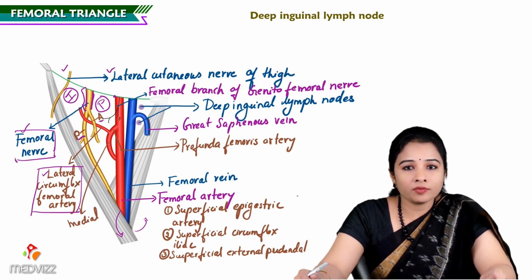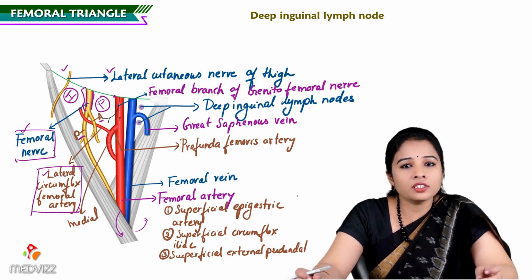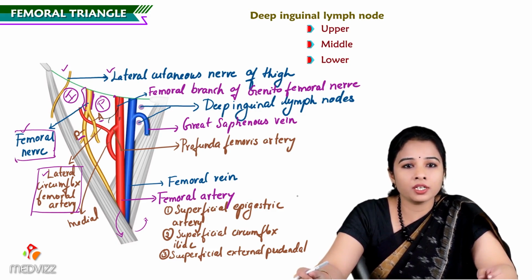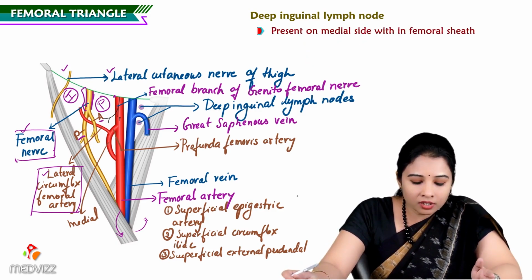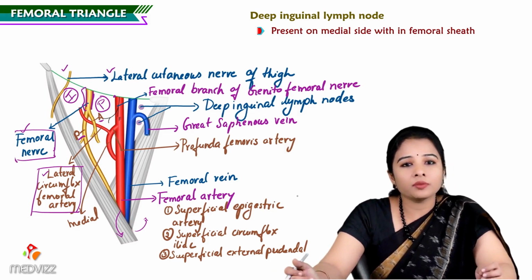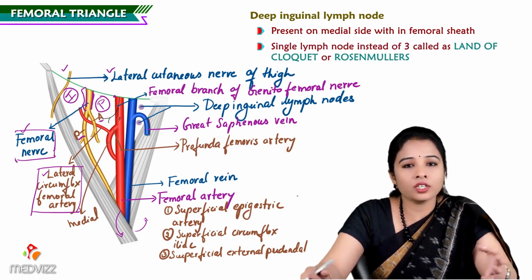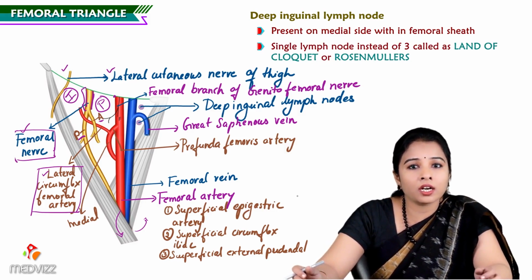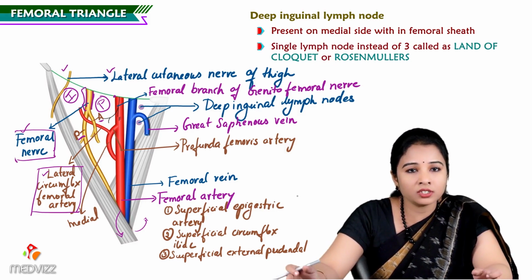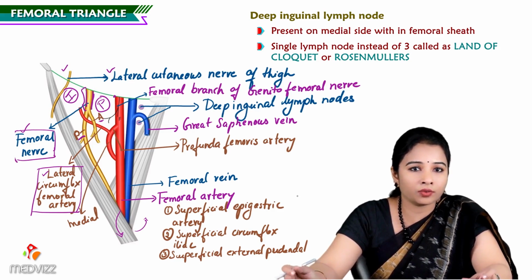Deep inguinal lymph nodes are usually 3 in number, upper, middle and lower, and they are present on the medial side within the femoral sheath. Sometimes you may find a single lymph node instead of 3. In that context, we call it the gland of Cloquet or Rosenmuller's deep inguinal lymph node.